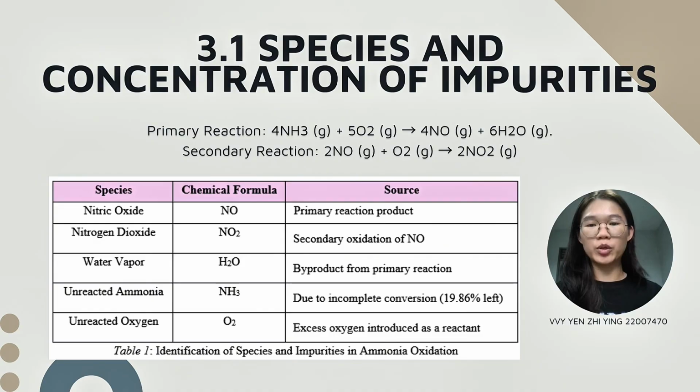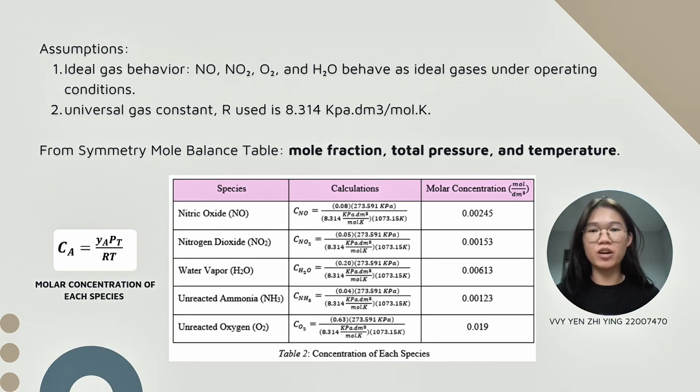Water vapor, a byproduct of the primary reactions. Unreacted ammonia due to incomplete conversion, and unreacted oxygen, excess reactant from the initial process. Moving forward, we assume that all species in a system exist in a gaseous phase, allowing us to apply the ideal gas law for our analysis.